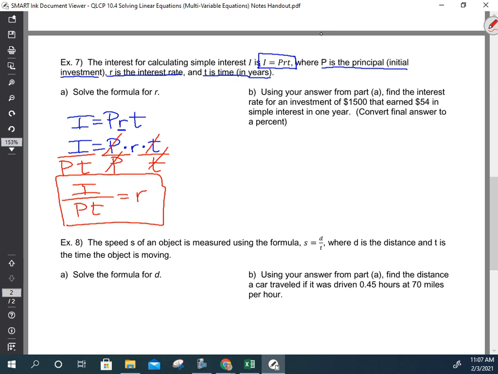Again, the main thing with a multiple variable problem, if you have more than one variable in the problem, the first thing that you have to do is look at what is already happening in the problem, because in order to solve it, you got to know what's going on.